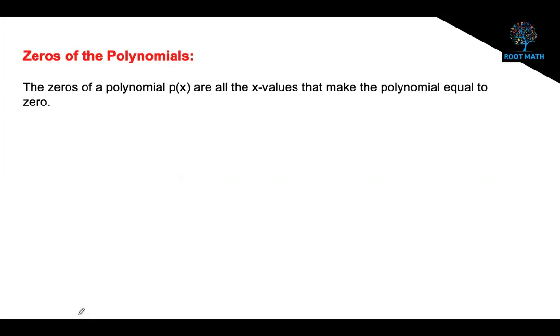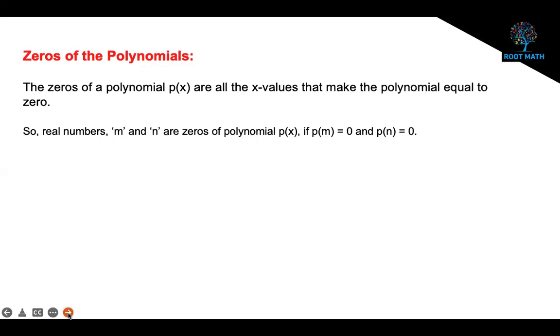For example, if I am taking m and n, two real numbers, when I replace the x values by m and n, if the polynomial value becomes 0, then m and n are said to be the zeros of the polynomial. Let's take an example.